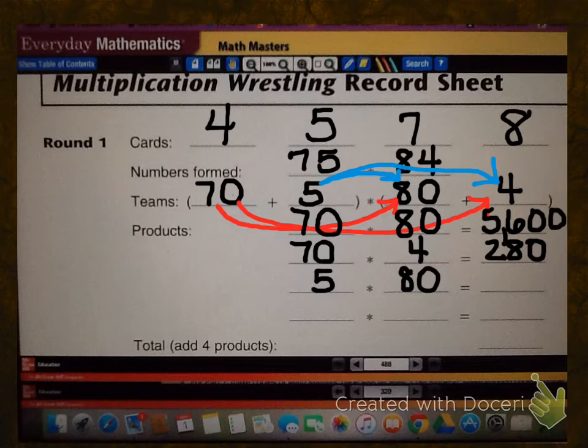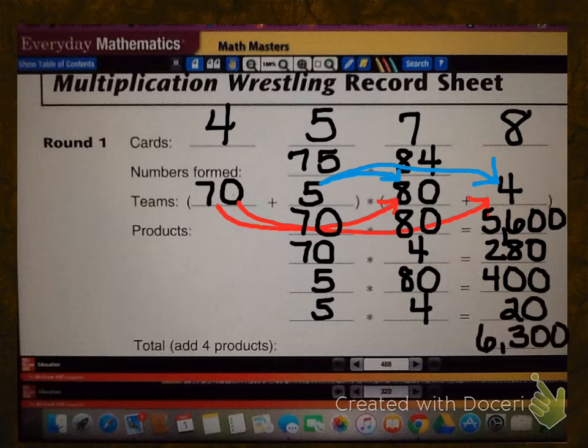And again, you need to think of your extended multiplication fact. So we're going to do 5 times 8, which is 40, and then add my 0 to the end, which gives me 400. Then we're going to take our 5 times 4, which is 20. And then we add all of those partial products together, and that gives us a total of 6,300. So this would be how we would play the first round.